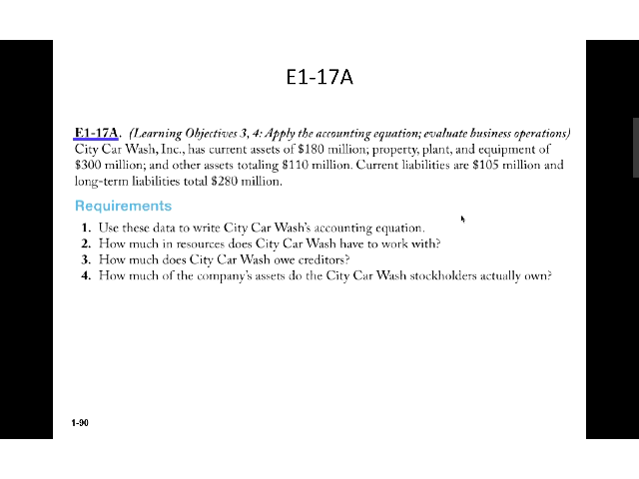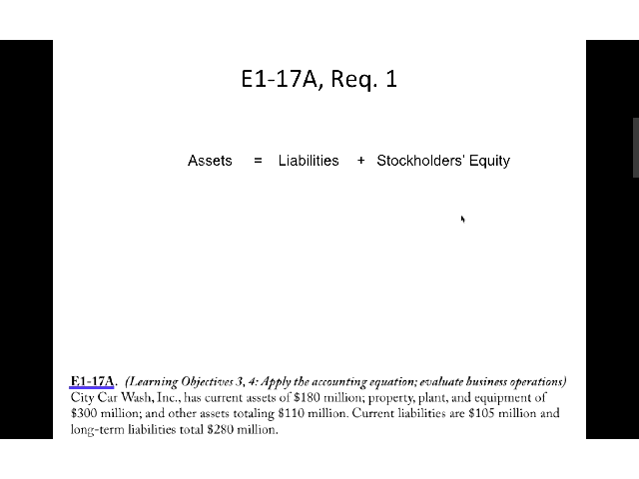Okay, let's do exercise 1-17A. This is on your homework. City Car Wash has current assets of $180 million, property, plant, and equipment of $300 million, and other assets totaling $110 million. Current liabilities are $105 million and long-term total $280 million. So we're given a lot of numbers there, and we have a series of requirements. The first requirement is to use these data to write their accounting equation.